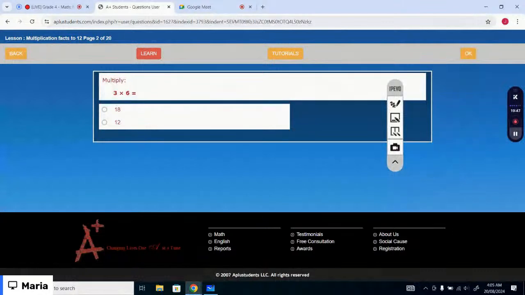Okay, the next one is 3 times 6. Which is the correct option? 3 times 6 equals, yes, 18 it is. Option number 1 is the correct option. Either you do 3 times 6 or 6 times 3. The correct option is 18.